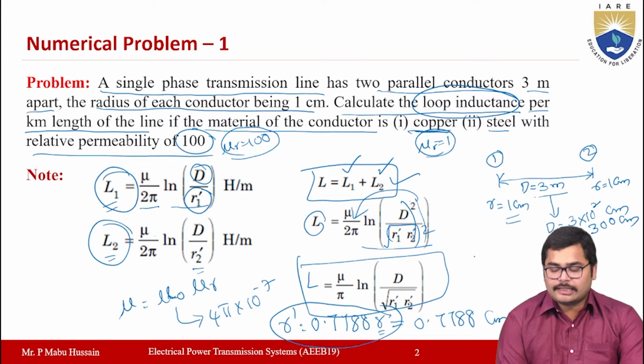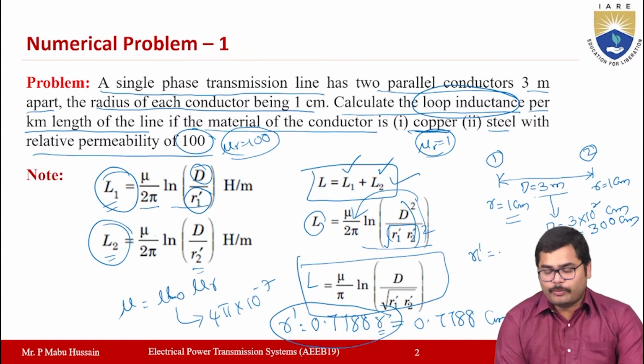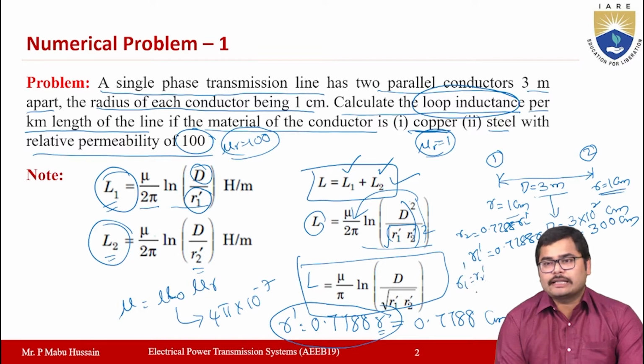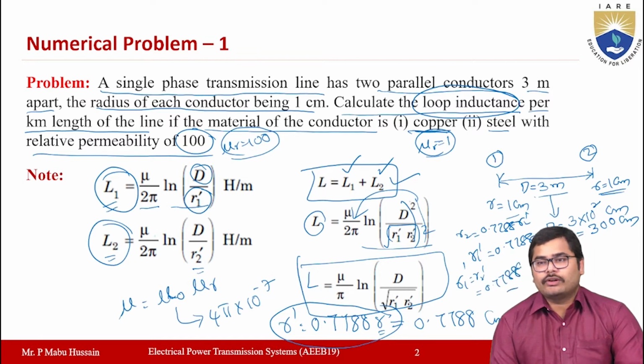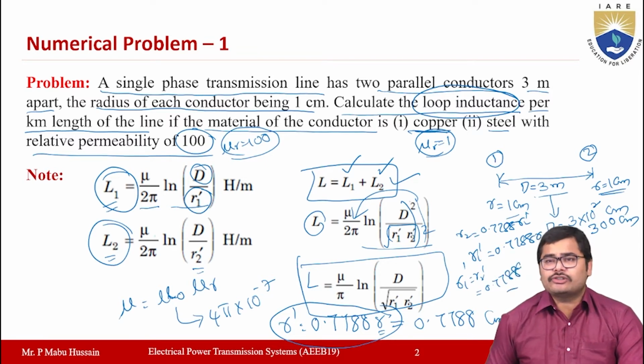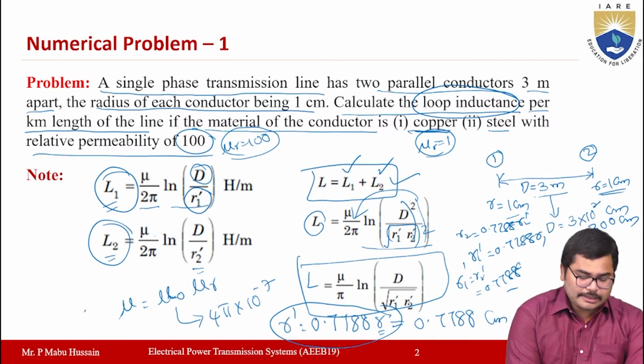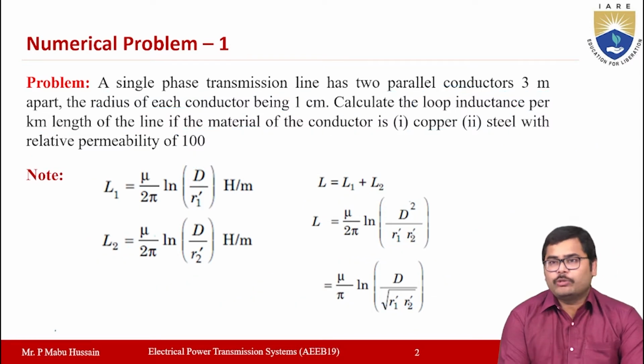Okay, so here r1 dash is 0.7788 times r1, and r2 dash is 0.7788 times r2, right? In both cases, r will be the same, which is 1 centimeter. So r1 dash and r2 dash will both be the same, equal to 0.7788 centimeters. Okay, so by taking these values, you have to calculate the total inductance of the single phase transmission line in both cases.